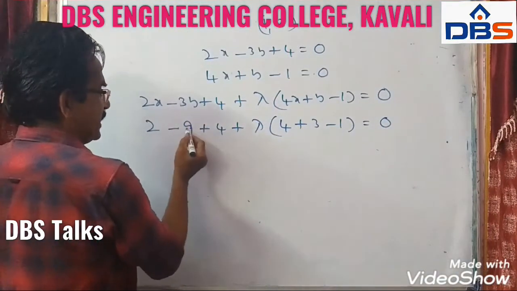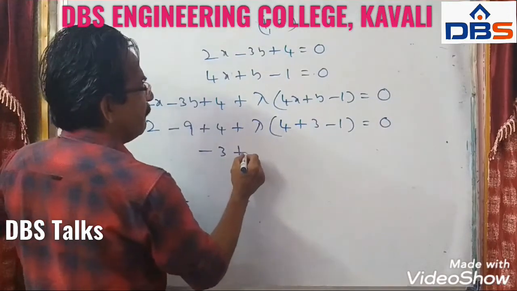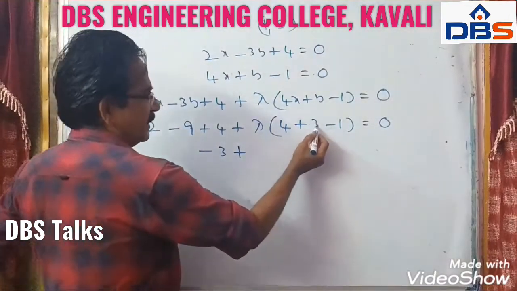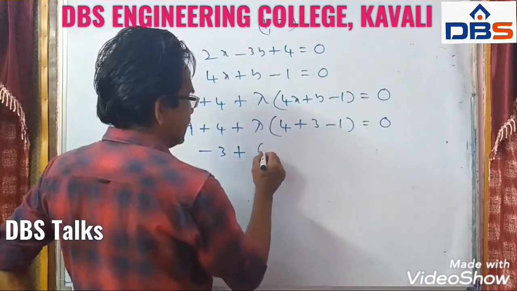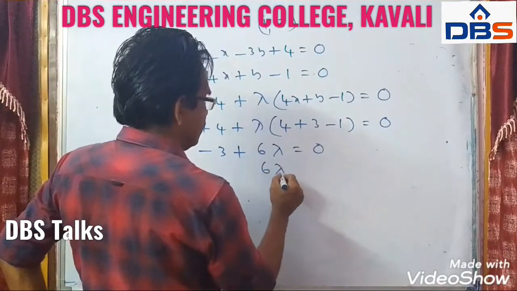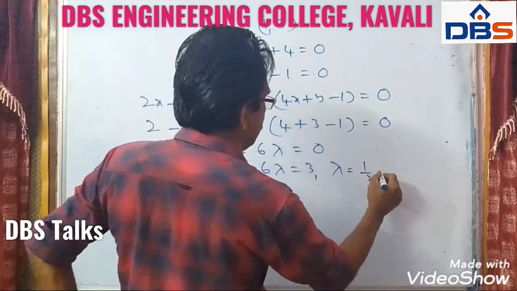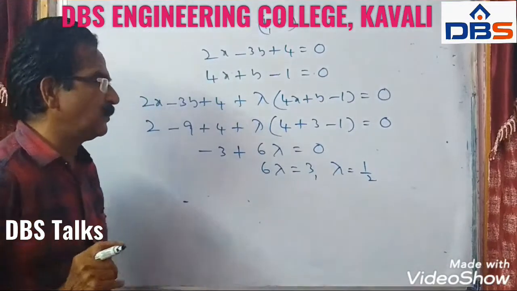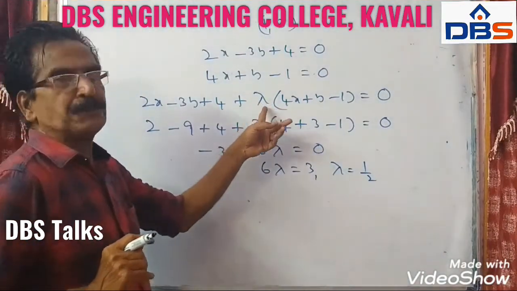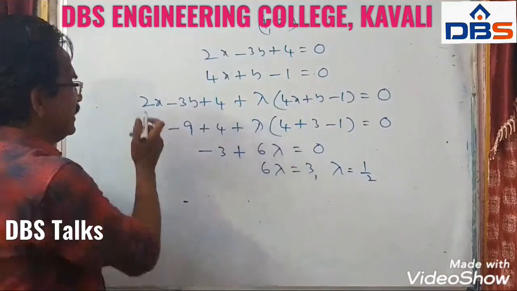2 plus 4, 6. 6 minus 9 minus 3 plus 4 plus 3, 7 minus 1, 6. 6 lambda is equal to 0. 6 lambda is equal to 3. Lambda is equal to 1 by 2. So by substituting lambda is equal to 1 by 2, we get the required equation, friends.